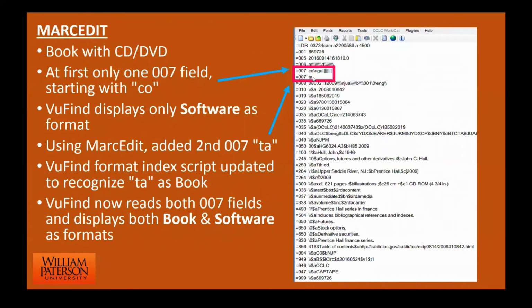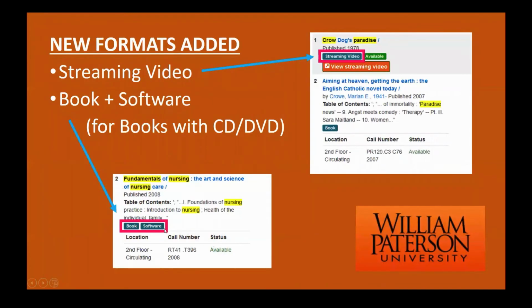But what we're able to do is add in a second 007 field for TA. What that does is identify them as both software and books. So we modified the record, and then we modified VuFind so that it recognized that TA as a book. Now it displays both the book and software icon, as you can see down here, and that's a little less confusing for patrons.